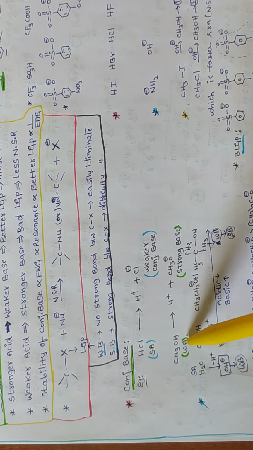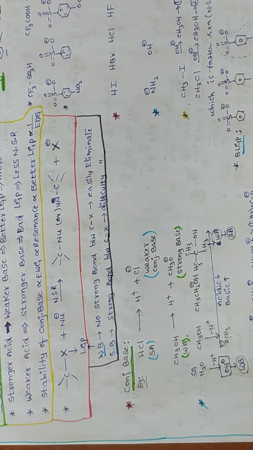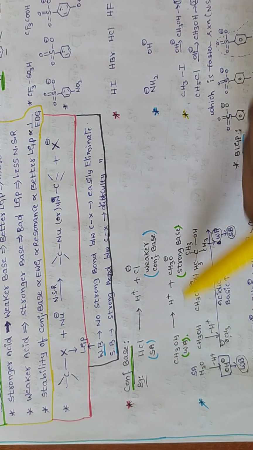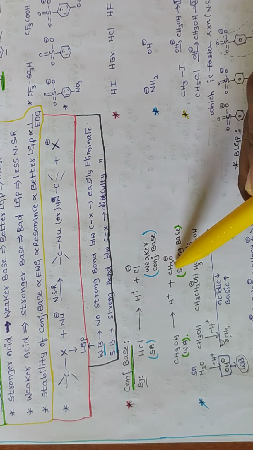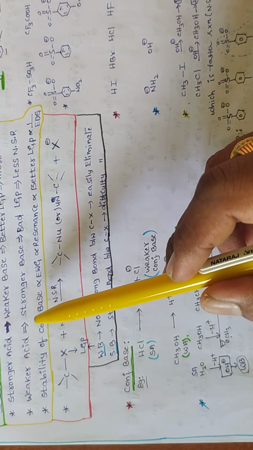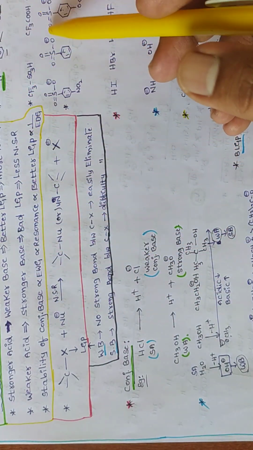Next, alcohol is a weaker acid because of the plus I group. Alcohols are weaker acids because of the plus I group. So this is a weak acid, and therefore its conjugate base is stronger. The stronger the conjugate base, the worse the leaving group, and the less nucleophilic substitution reaction.